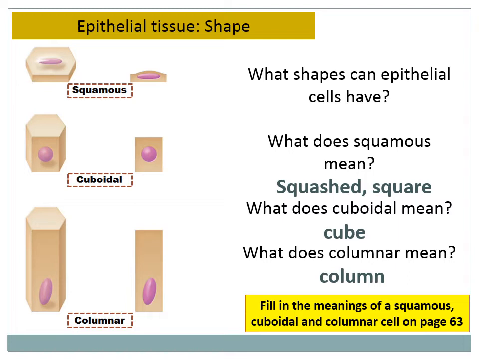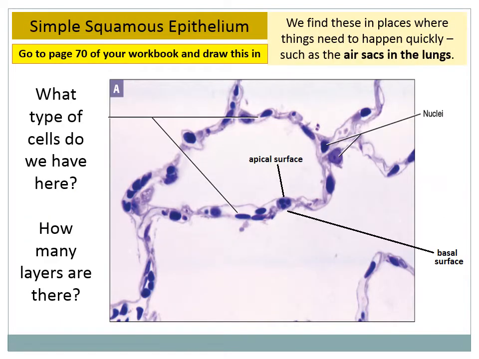If you haven't been filling in the meanings of these things, you can go ahead and go to page 63 of your workbook and you can start filling in the meanings of these different types of cells and tissue shapes. So now we're going to get into actual tissue types.